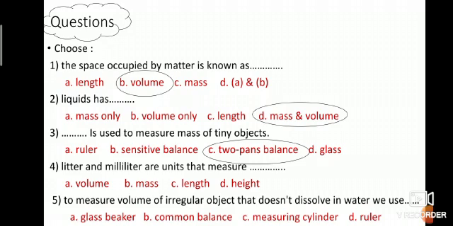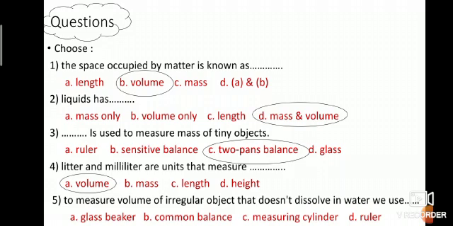Let's move to the fourth question, which is saying liter and milliliter are units that measure. The first answer volume, the second mass, the third length, the fourth height. So liter and milliliter are units that measure volume. The right answer is volume.